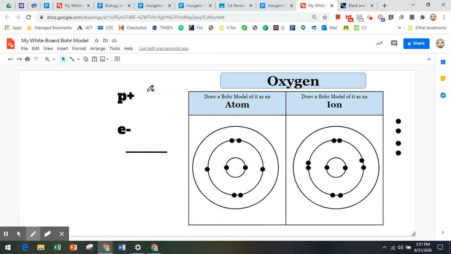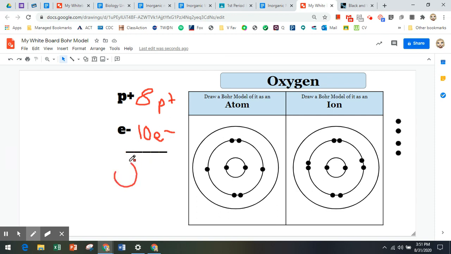The original atom had 8 protons, so it had 8 positive charges. It also had 8 electrons, so it had 8 negative charges, and that balanced out because atoms have no charge. But now it gained 2, so it has a total of 10 electrons now. So the positives and the negatives don't balance out.